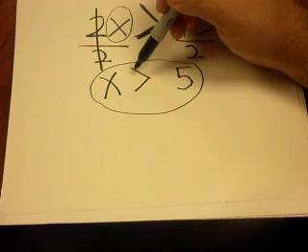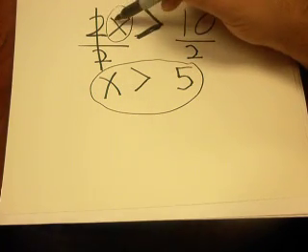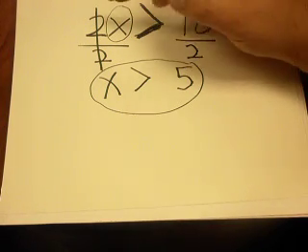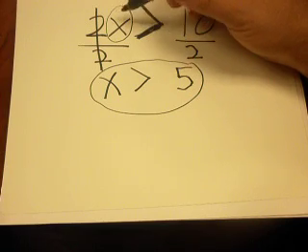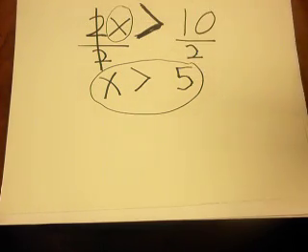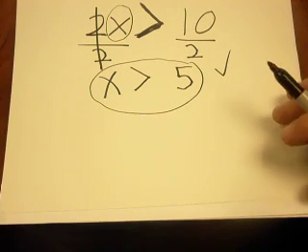X is greater than 5. And that sort of makes sense. So if x is a 5, 2 times 5 is 10, that's equal to 10, so the solution is anything greater than 5. If it were, say, 6, 2 times 6 is 12, 12 is greater than 10, so it does make sense, and that is the correct answer.